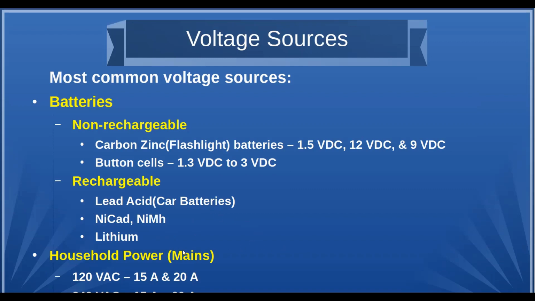The other main source is your household power, which we call 120 volts AC or RMS. And it's usually a 15 or 20 amp service. And sometimes you may have a 240 volt outlet if you've got big things, or if you get into amateur radio big time and want a 1500 watt power amplifier, you probably need a 240 volt circuit to plug it in.